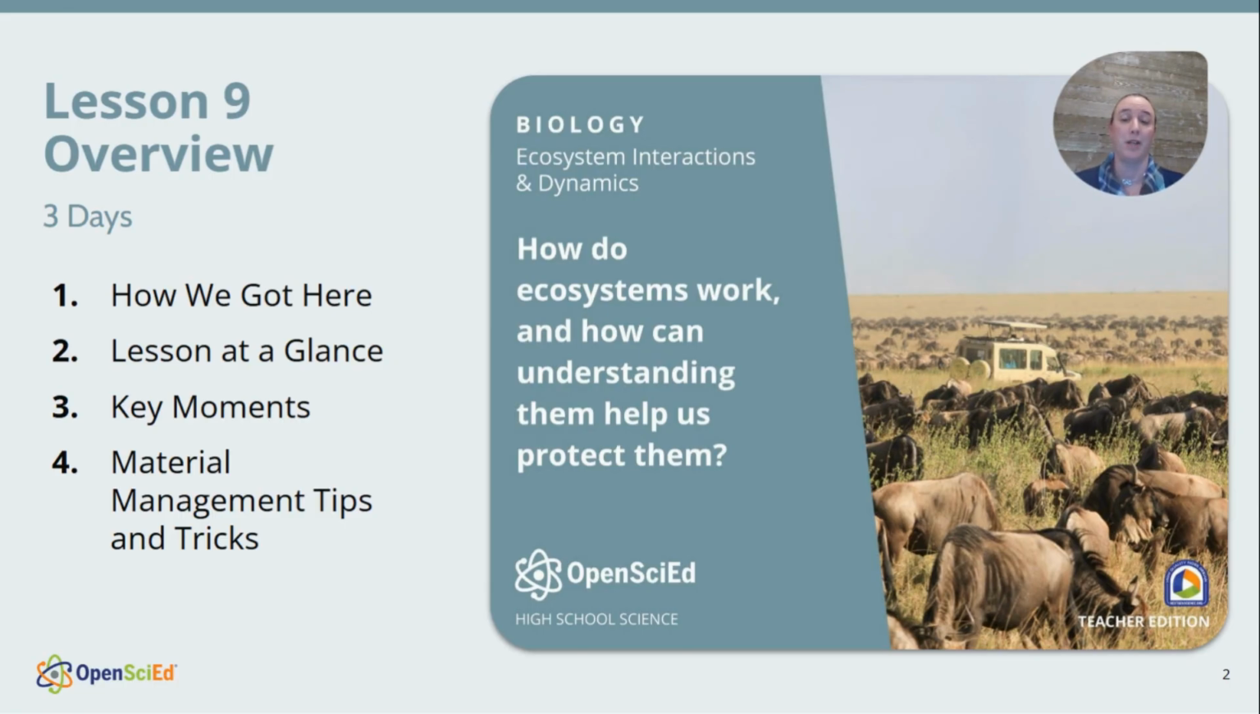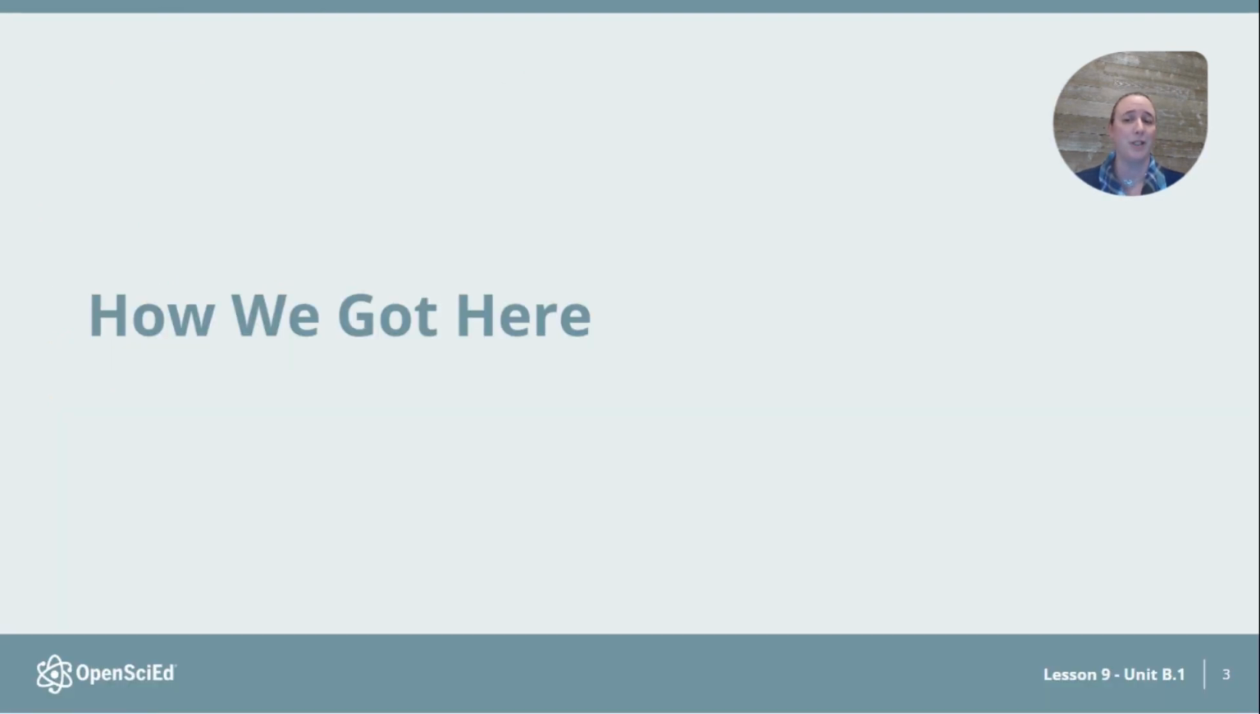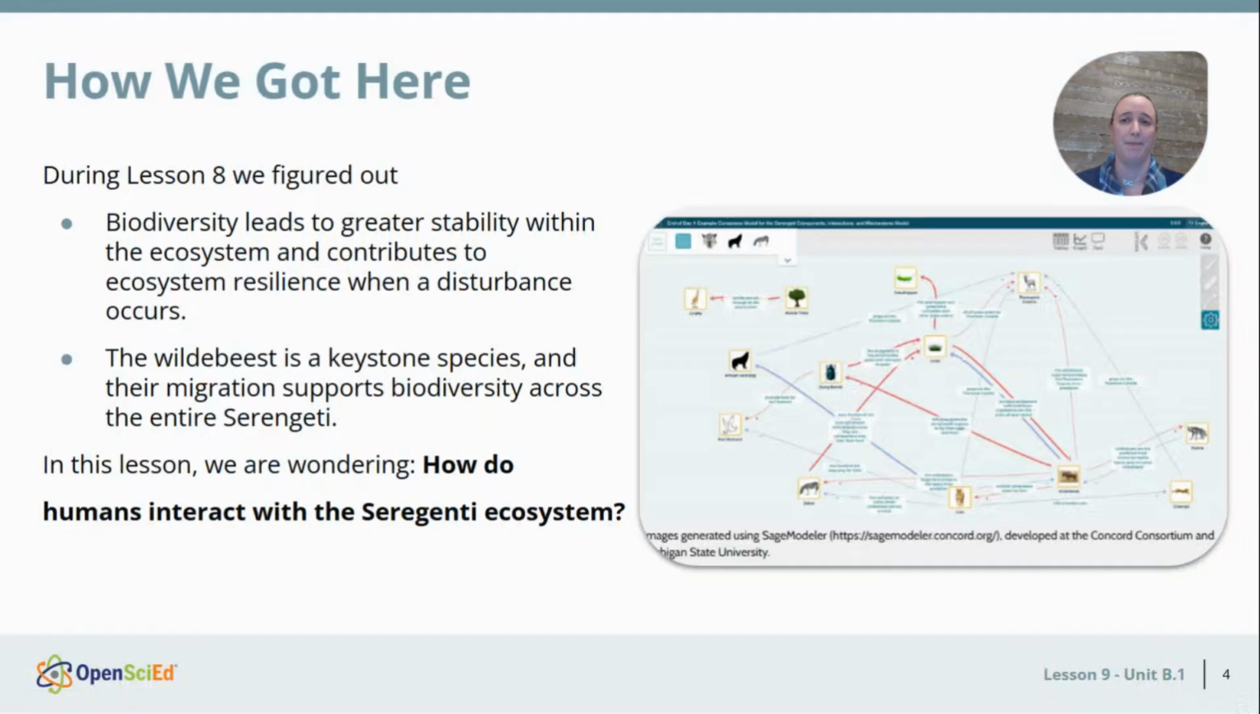In this video, I will give an overview of Lesson 9 and wrap up with some tips and tricks. Lesson 9 is important because we learn about how humans interact with the Serengeti ecosystem. We learn about a proposal to build a road system in the Serengeti and evaluate 3 possible routes and make a recommendation. First, let's recap how we got to Lesson 9.